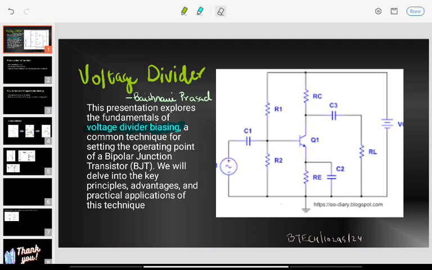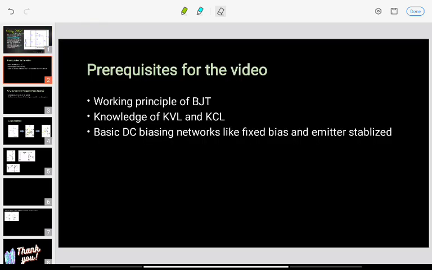This presentation explores the fundamentals of voltage divider biasing, a common technique for setting the operating point of a bipolar junction transistor (BJT). We will delve into the key principles, advantages and practical applications of this technique. Some prerequisites for this video are knowledge about the working principle of BJT, KVL and KCL, and basic DC biasing networks like fixed bias and emitter stabilized bias.